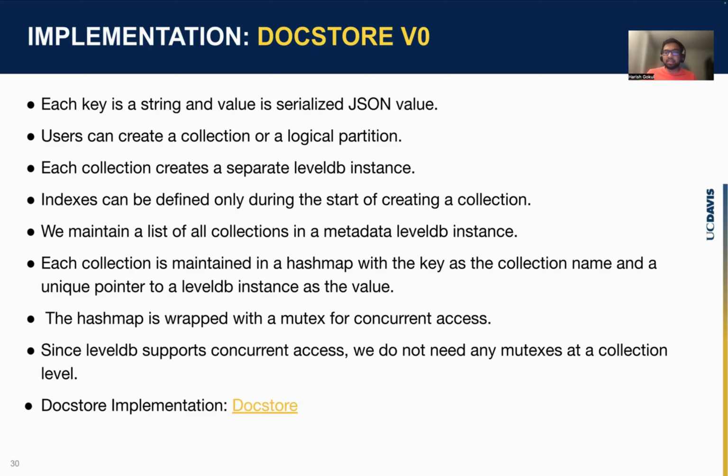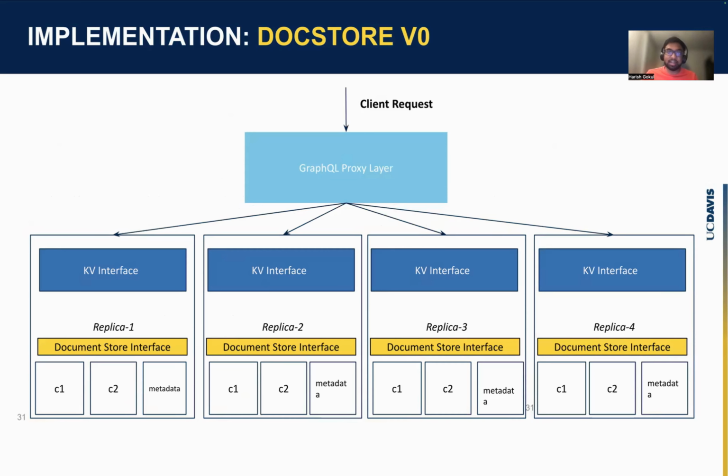Each collection is maintained in a hash map with its key as the collection name and a unique pointer to these different collections. The hash map is wrapped with a mutex for concurrent access. The DocStore implementation can be found in the link below. And here is a diagram. A client request comes in, and there are 4 replicas, each having a KV interface and a document store interface, which wraps over these various collections.